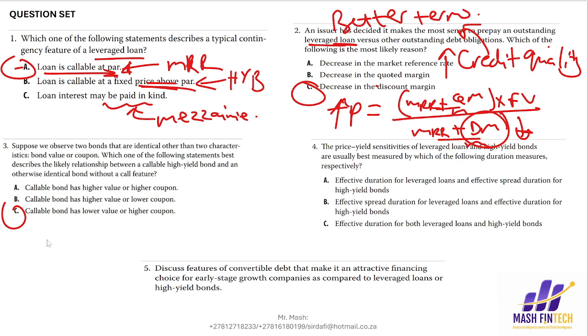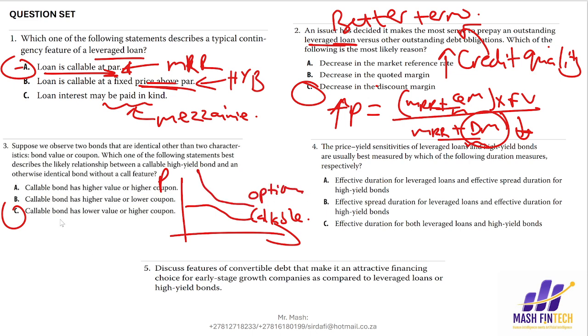Remember, a callable bond is like this. That diagram I showed you, okay, this is callable and this is option free. So the callable bond has a lower value. The value of the callable is always going to be below the option free bond. The value of the callable bond is equal to the value of the straight bond minus the value of the call option. Because of this, subtracting the call option, the value of the callable is always below.